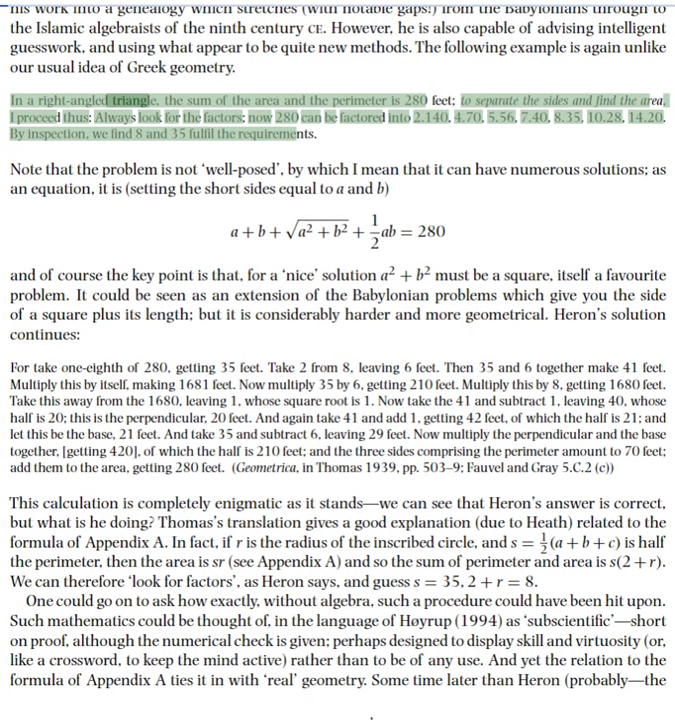In a right-angled triangle, the sum of the area and the perimeter is 280 feet. To separate the sides and find the area, I proceed thus: always look for the factors. Now 280 can be factored into 2.140, 4.70, 5.56, 7.40, 8.35, 10.28, 14.20. By inspection, we find 8 and 35 fulfill the requirements.